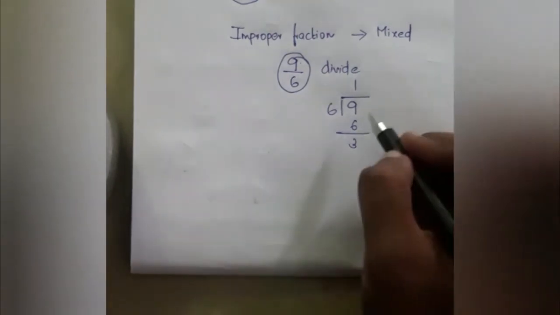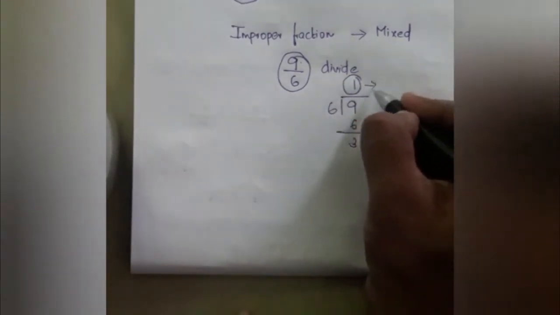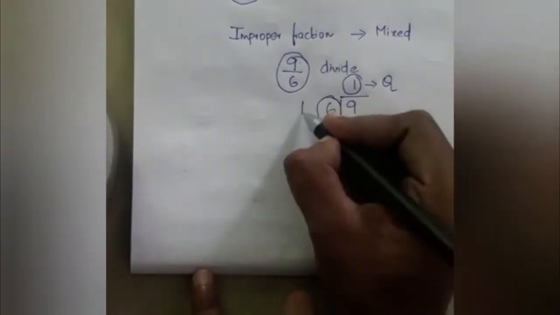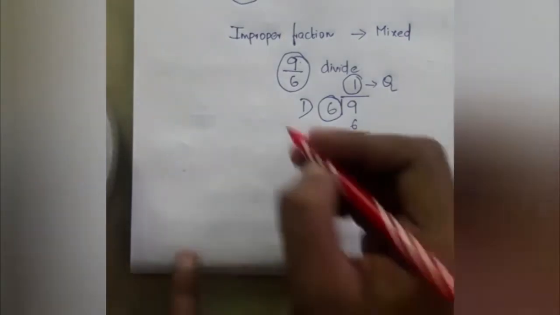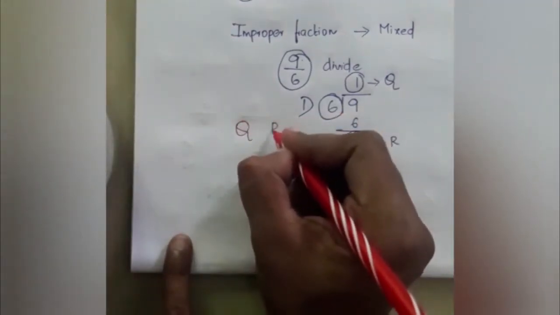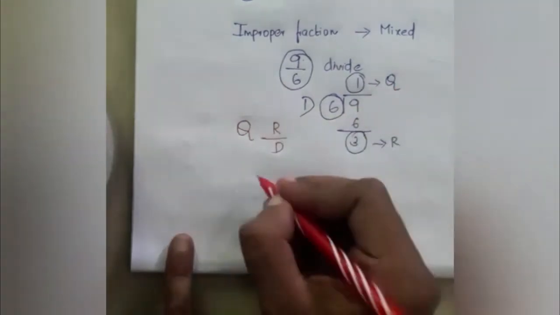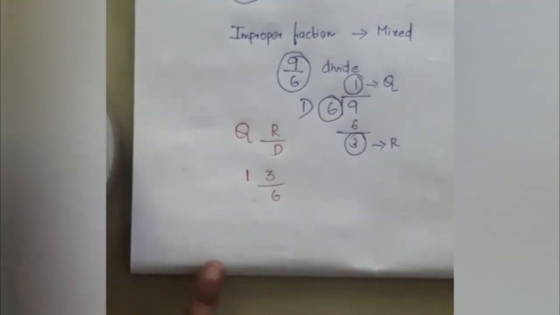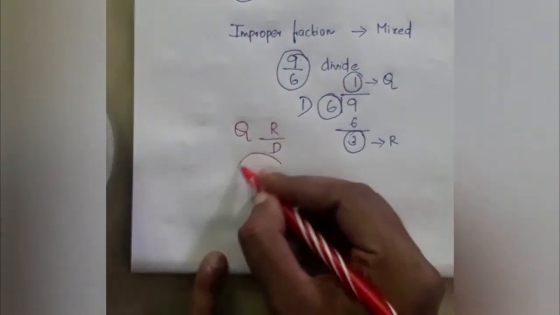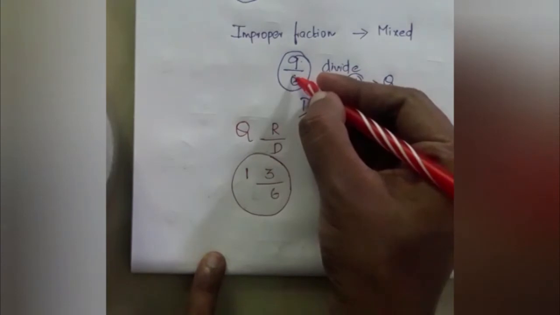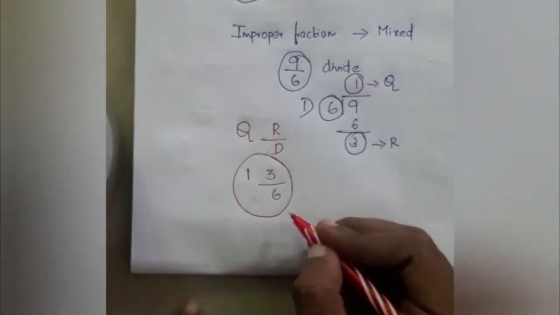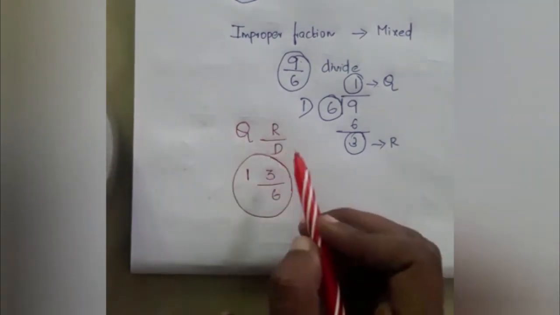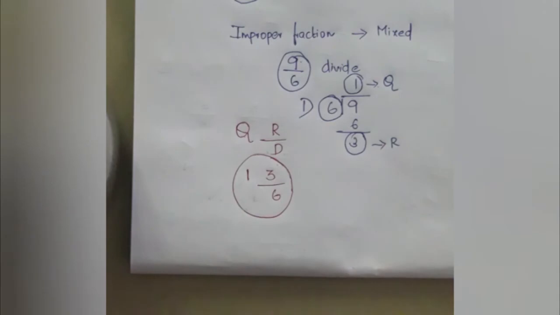Then you know that this is the quotient, this is the remainder, this is the divisor, and you have to write it in this form: q r by d. You have to write the quotient, that is 1, remainder, that is 3, divisor, that is 6. 1 3 by 6 is the mixed fraction, 9 by 6 is the improper fraction. So always keep this in mind, q r by d: quotient, remainder, divisor. Okay, so hope this conversion is clear for you.